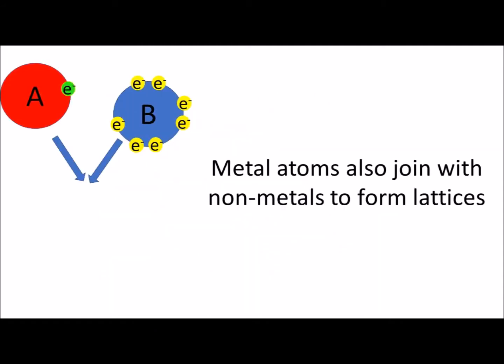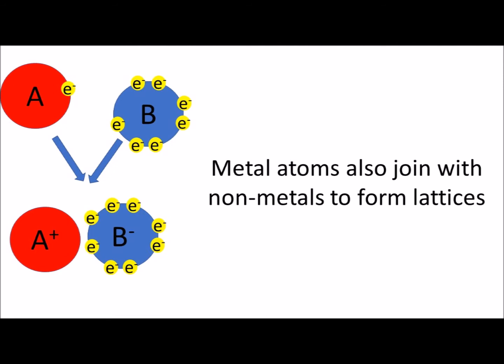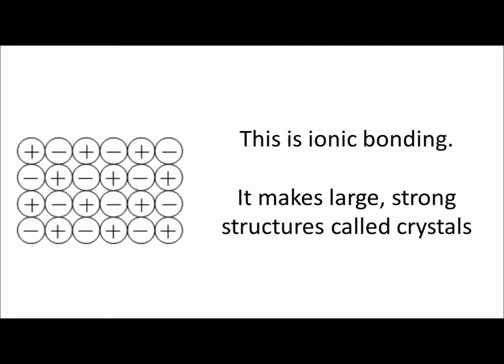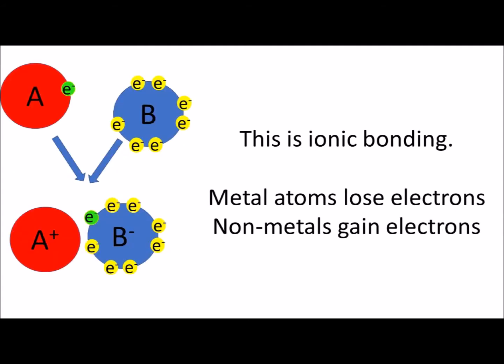And so we come to the third type of bonding. Metal atoms can join with non-metal atoms. What you get is somewhere in between the last two. So they form a lattice, which becomes a crystal. The same rules apply as above. Metal atoms lose electrons and the non-metal atoms gain them. Because both atoms form ions, we call it ionic bonding.